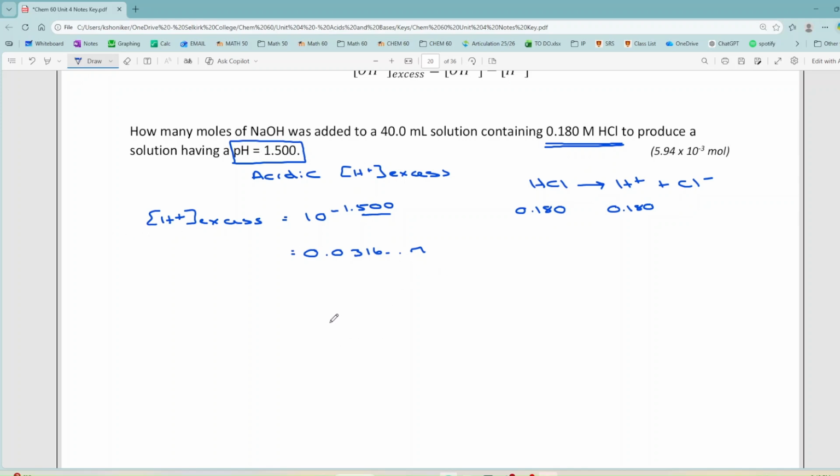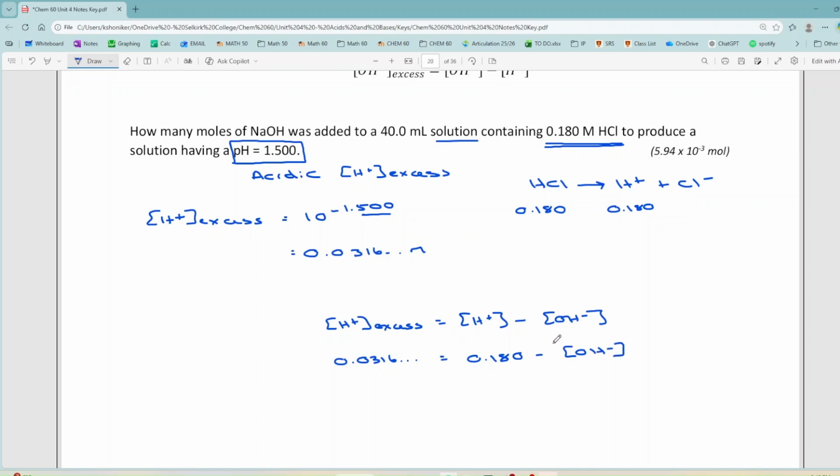The hydrogen ions in excess are caused because we had more hydrogen ions in my solution than we did hydroxide. Now, we don't have to worry about it being a mixture, because it says that the solution contains that concentration, so you can assume that the dilution has already happened. So you're allowed to say that the amount of hydrogen ions in excess is that 0.0316, and the amount of hydrogen ions in my solution is the 0.180.